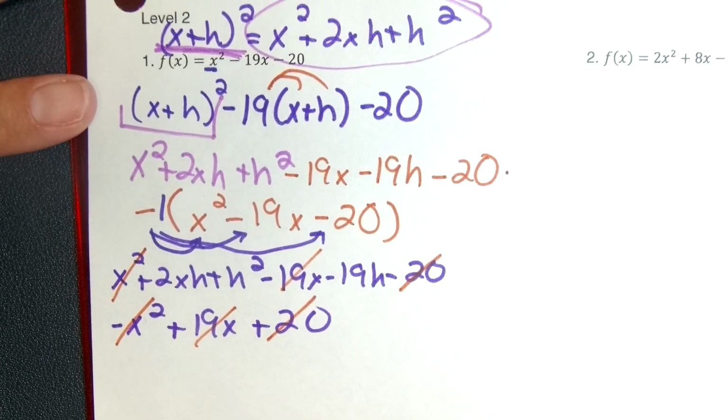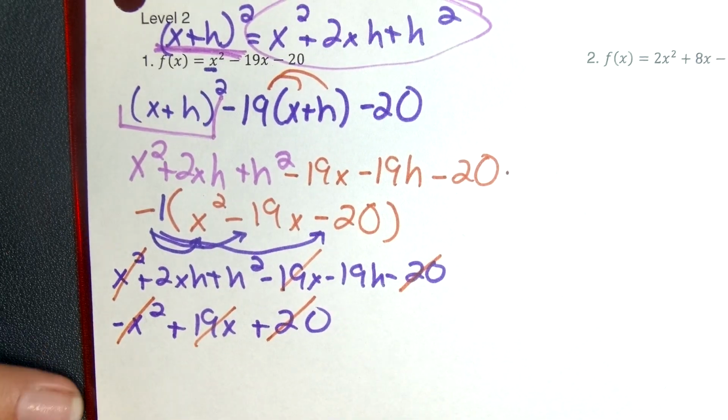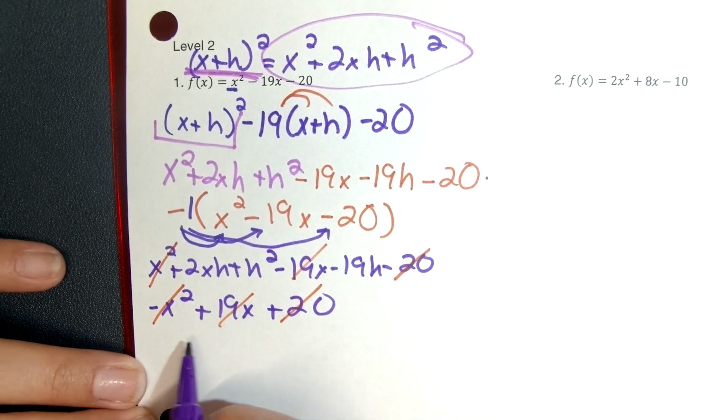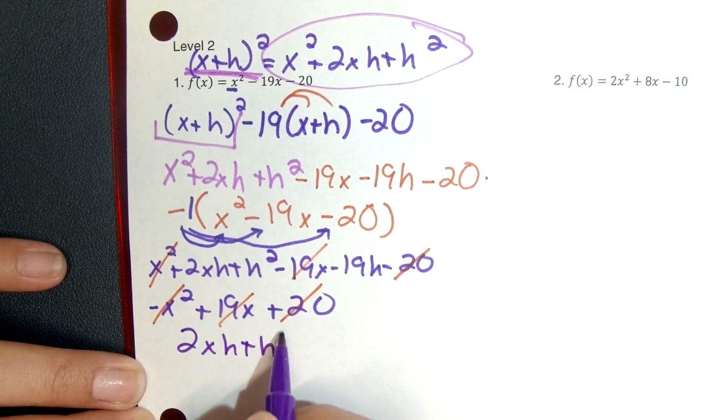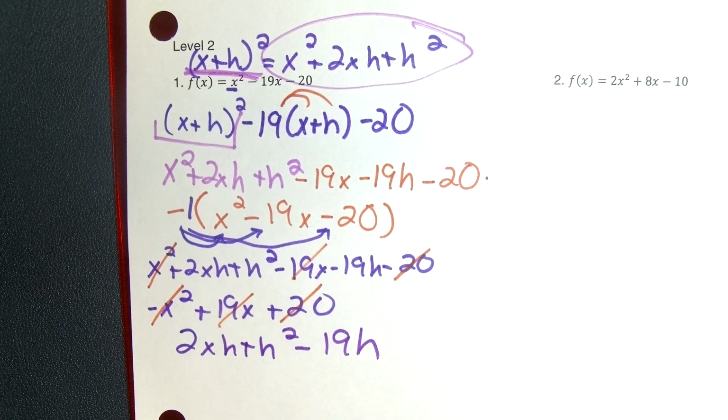Oops, sorry. So I am left with 2xh plus h squared minus 19h.